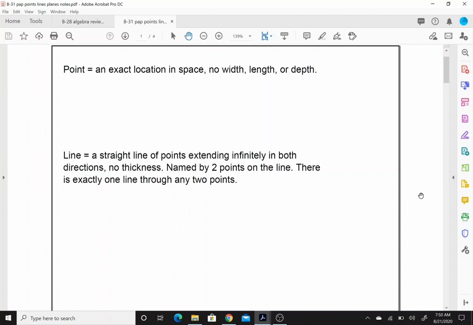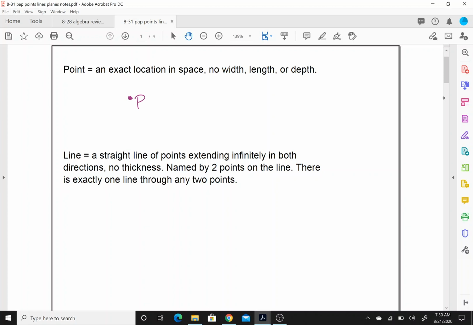It's Miss Campbell here, and today we are going to talk about points, lines, planes, rays, and naming them. Okay, so a point is an exact location in space and it has no width, length, or depth. The way you show a point is by making a dot and you label it with a capital letter. So this could be point P.